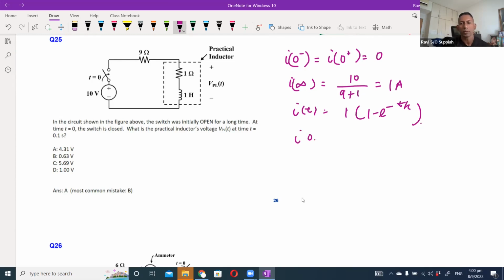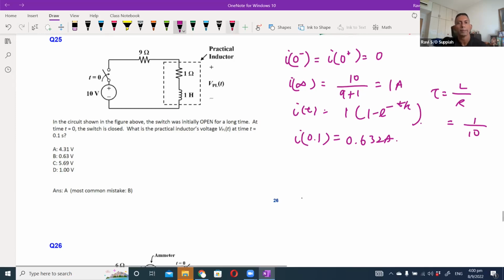Then I substitute inside, and I get 0.632 ampere. The tau is basically L over R, which is 1 over 10, since the total resistance in this case is 10 ohms. Once you know the current, we know that is the current flowing through the inductor at a time of 0.1 seconds.